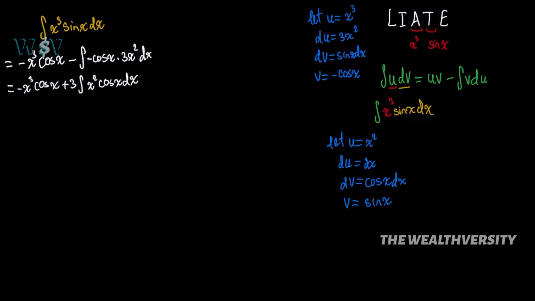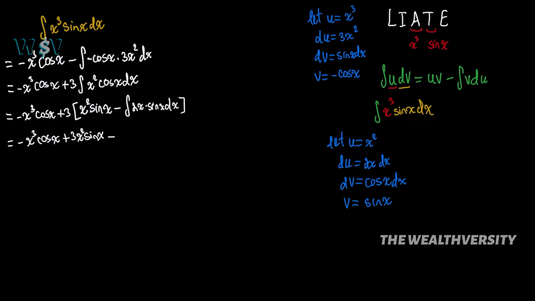Now we apply the formula to get negative x cubed times cos x plus 3 times x squared times sine x minus the integral of 2x times sine x dx. We distribute 3 into the brackets and factor 2 from the integral to get negative x cubed times cos x plus 3x squared times sine x minus 6 times the integral of x times sine x.